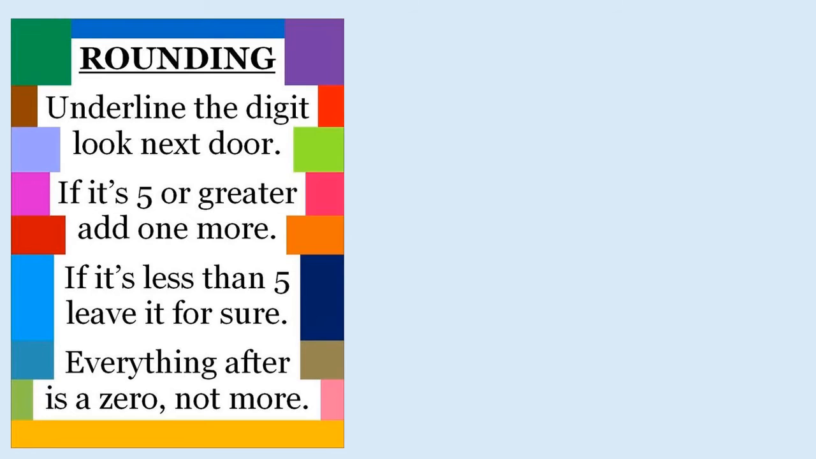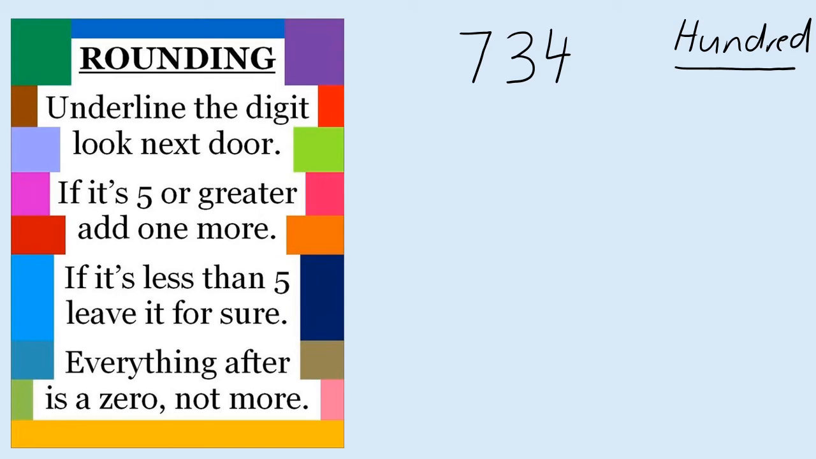Now have a look how this can also apply when we're rounding hundreds. The number was 734. If I want to round it to the nearest 100, this rhyme can still help me. Underline the digit and look next door. Now, if I'm dealing with hundreds, I need to underline the digit in the hundreds column. Underline the digit, look next door.